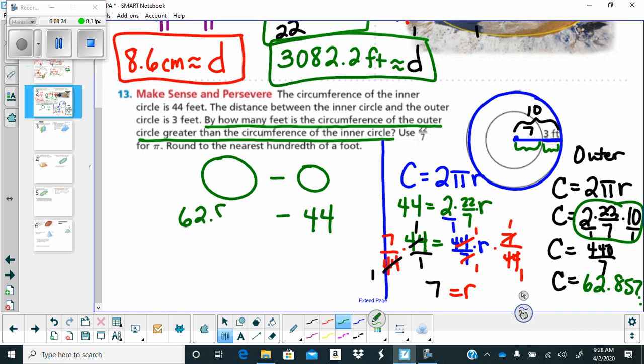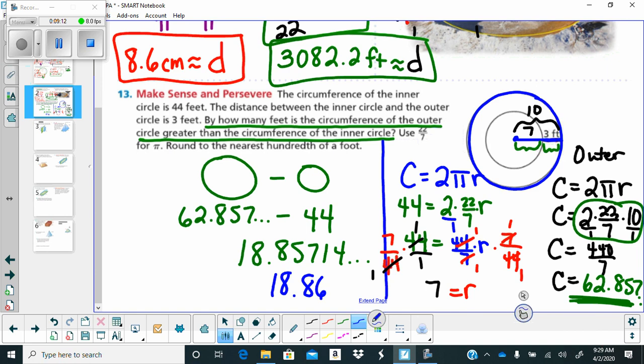It's 62.857... Now just push minus 44 and you get 18.85714... Remember, I told you in real geometry, you will not round until your very final answer. Do not round inside the question. So that's why I had you leave the 62.857 in your calculator. Since it's on your screen, you just push minus 44, and your final answer is 18.86, and we're finding the circumference in feet.